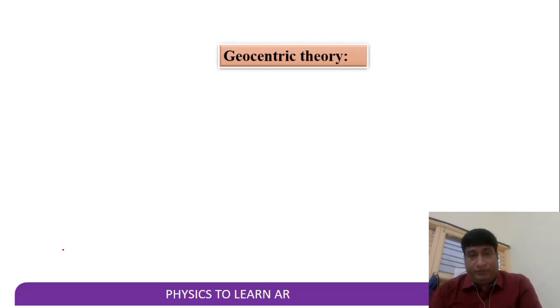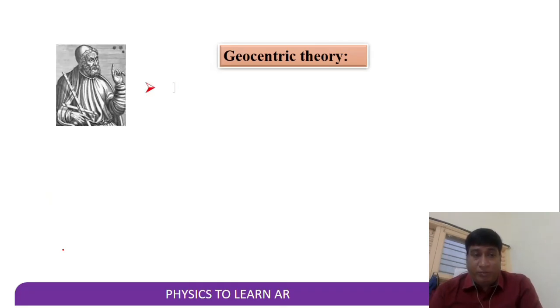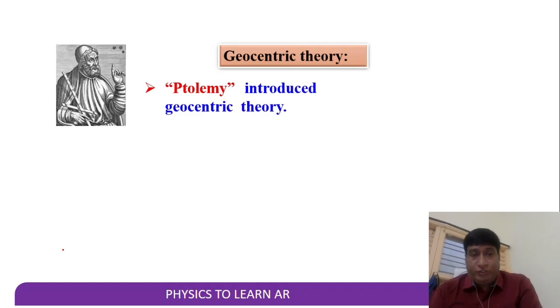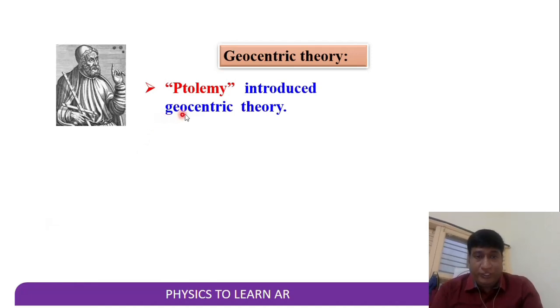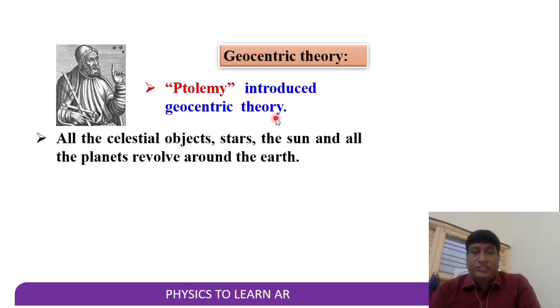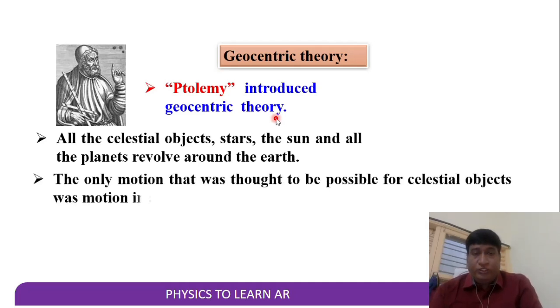The geocentric theory is one theory which was given by Ptolemy. In the name itself, geo means Earth. Earth will be at the center. All the celestial objects, stars, sun and all the planets revolve around the Earth. The only motion that was thought to be possible for celestial bodies was motion in a circle. According to his theory, the sun, stars and all other planets revolve around the Earth in the form of a circle.